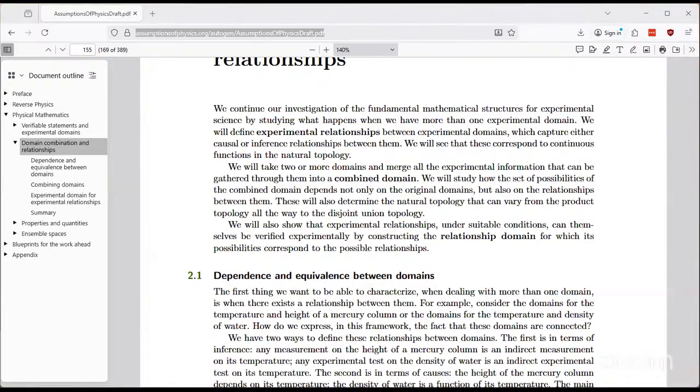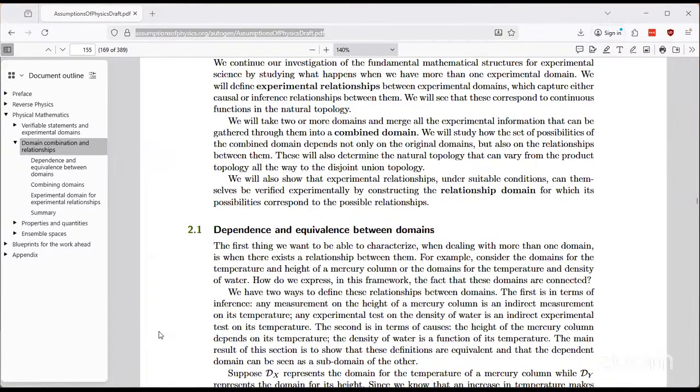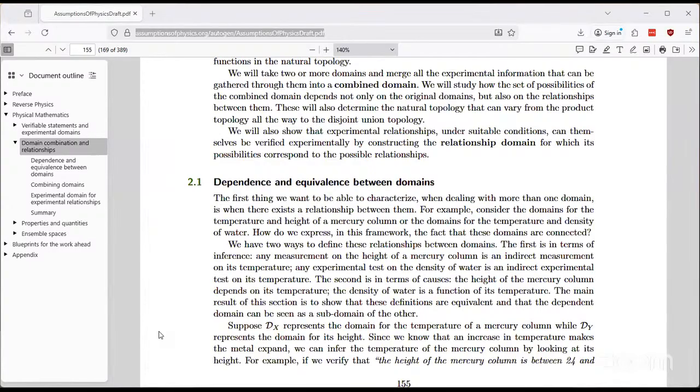These will also determine the natural topology that can vary from the product topology all the way to the disjoint union topology. We will also show that experimental relationships under suitable conditions can themselves be verified experimentally by constructing the relationship domain for which its possibilities correspond to the possible relationships.